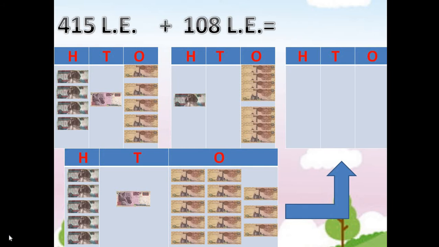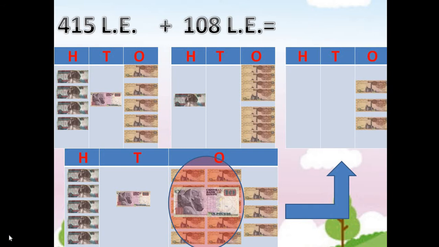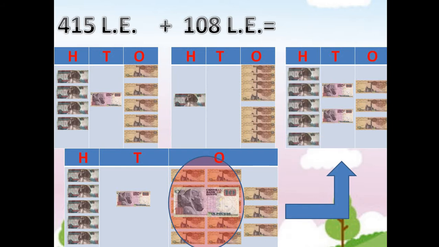I will take 10 ones. And now we said that 10 ones equal 1 ten. So the rest with me in the ones will be 3 ones. And the tens now we have this one and the new one, so now we have 2 tens. And the hundreds now 500. So the answer will be 523 LE.